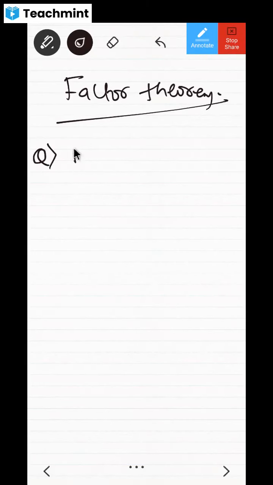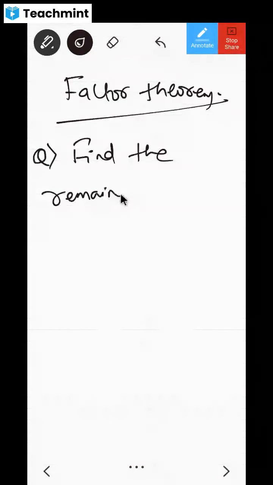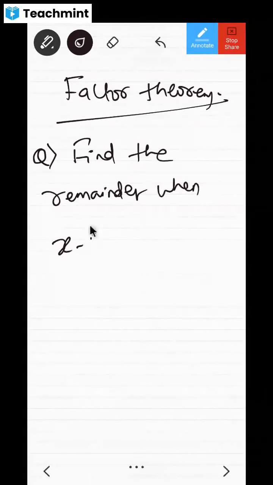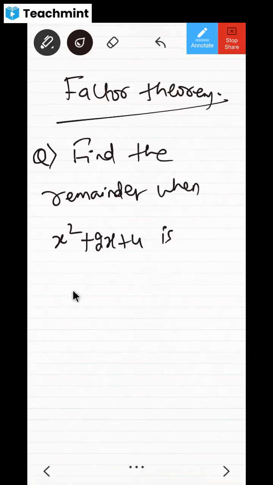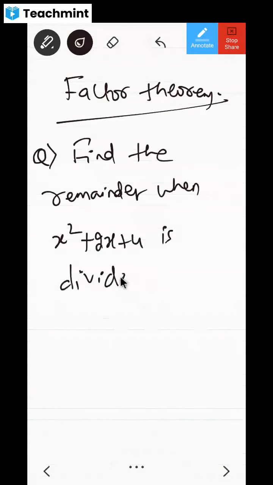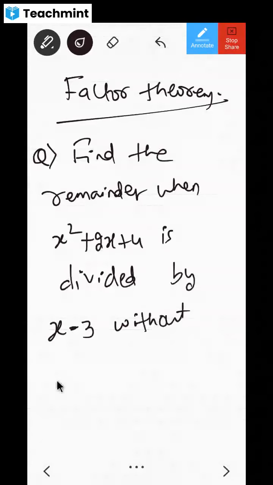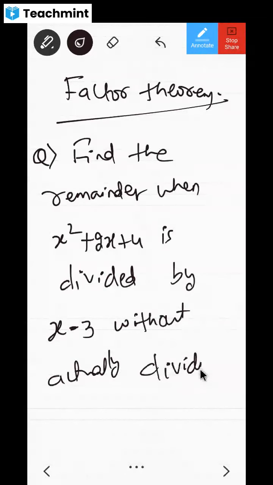They are like: find the remainder when x square plus 2x plus 4 is divided by x minus 3, without actually dividing. Look at this question. Without actually dividing means you should not do any division, but still you have to find the remainder.